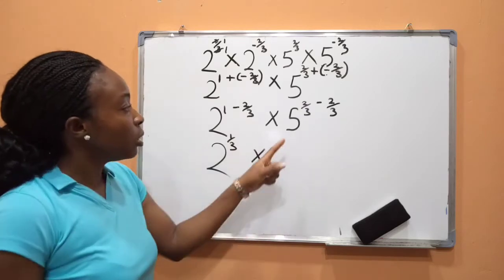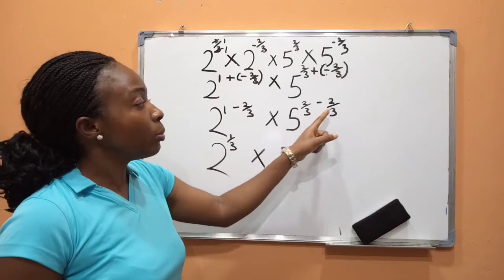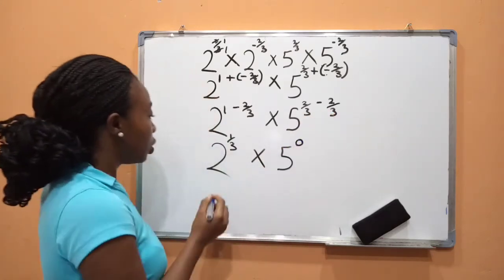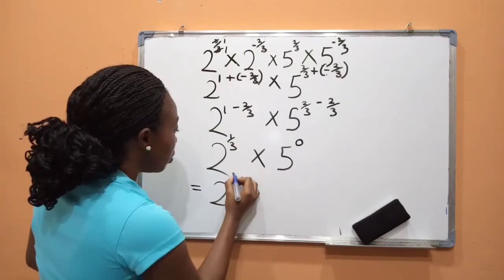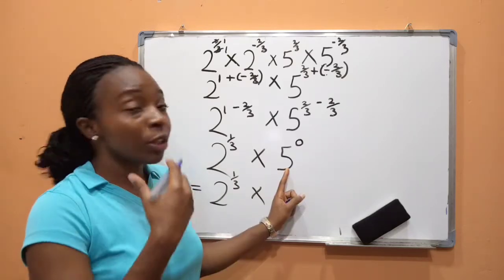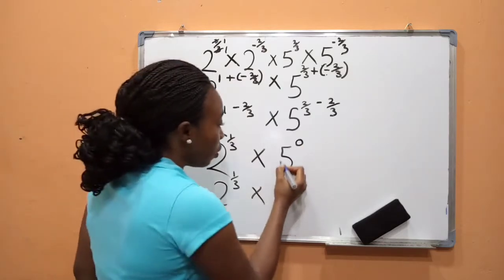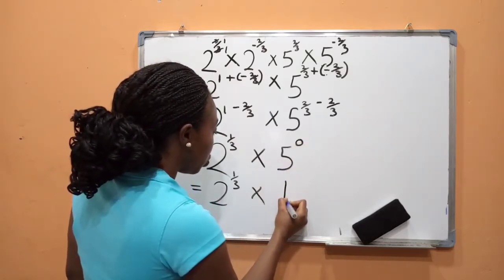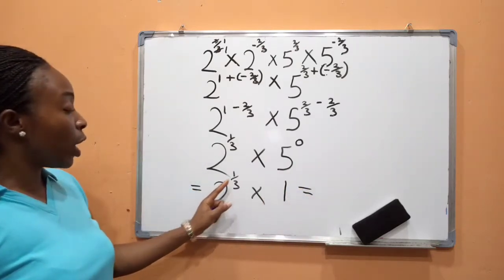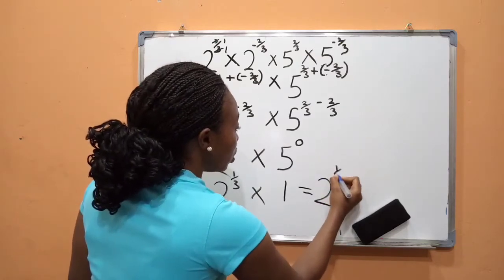times 5, write 5 here, and then 2/3 minus 2/3 gives us 0. So this is raised to the power of 0. So we are going to have 2 raised to the power of 1/3 times, remember in the laws of indices, whenever you raise any base to the power of 0, it becomes 1. So 5 raised to the power of 0 is 1. So we're going to have 2 to the power of 1/3 times 1 is going to give us 2 to the power of 1/3.